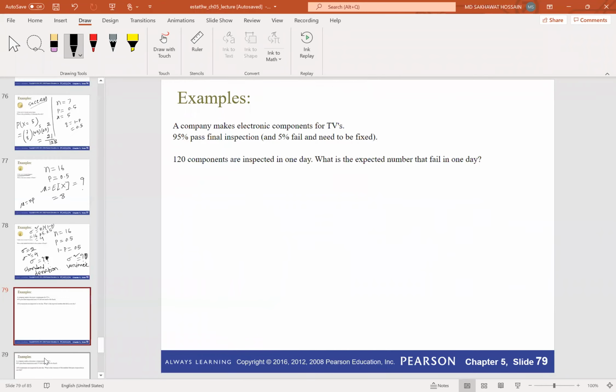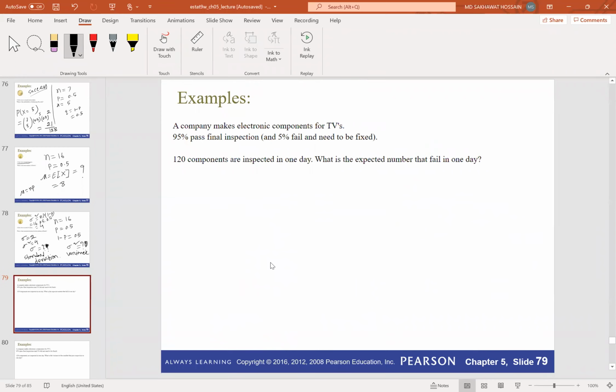Yeah, thank you. Okay, the next example is a company makes electronic components for TVs. 95% pass the final inspection and 5% fail, and they need to be fixed. So 120 components are inspected in one day. So what is the expected number that fail in one day? What do you think?